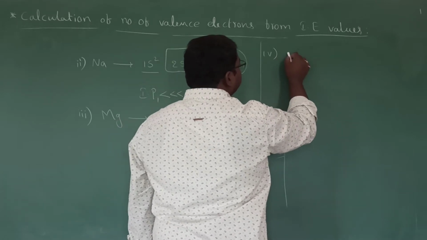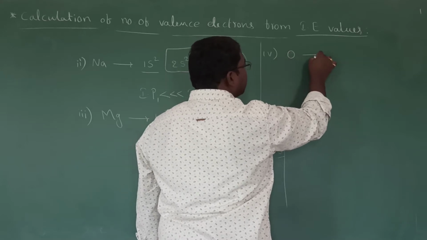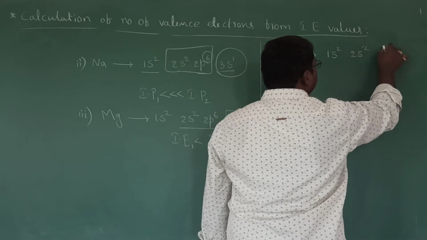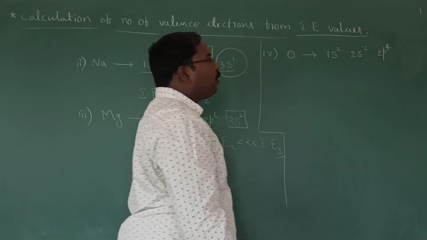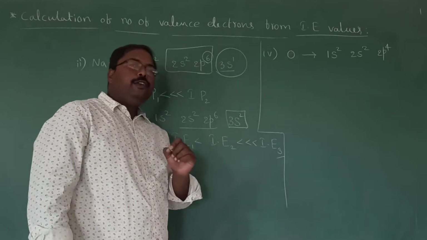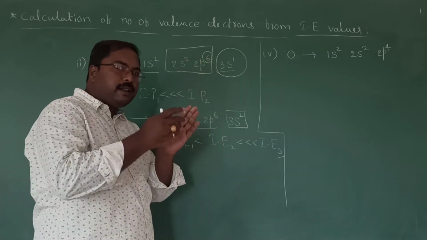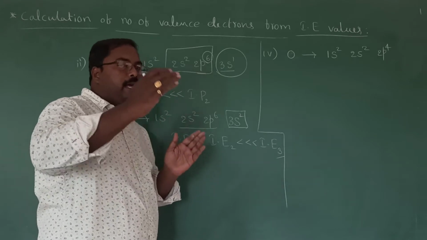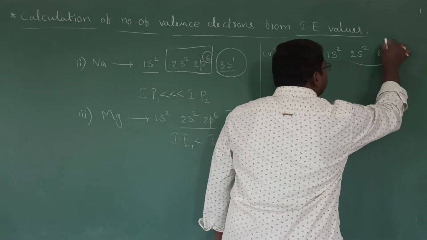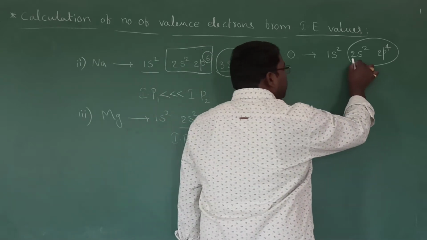Now answer the question. Okay, oxygen. Oxygen electronic configuration is 1s2, 2s2, 2p4. Now my question is, when will you observe a sudden rise in the ionization energy value, means between which values will you find a large gap? Okay. So how many electrons are there? Total 8 electrons are there. Out of 8 electrons, there are 6 electrons.